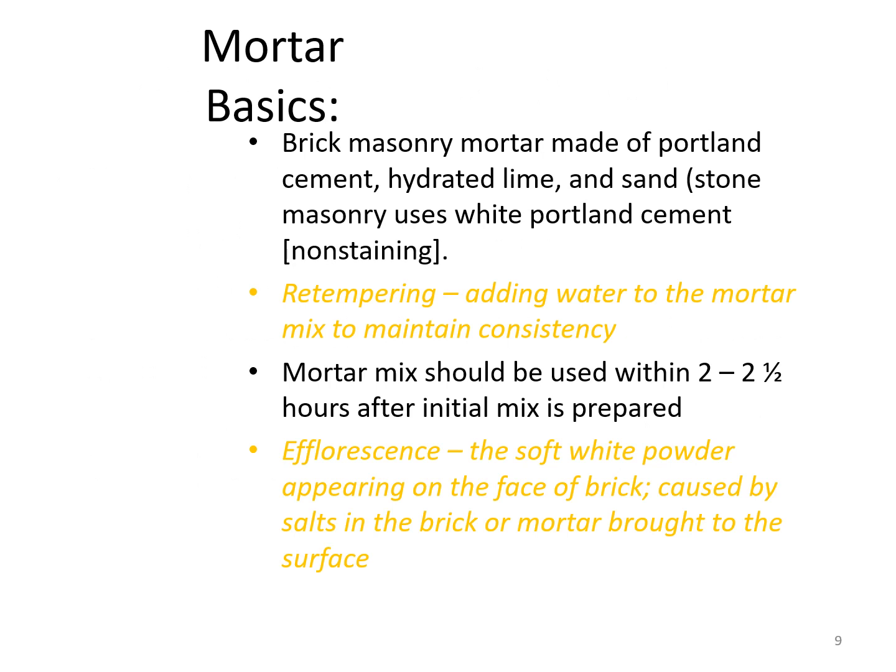Some more mortar basics. Brick masonry mortar is made of Portland cement, hydrated lime, and sand. And stone masonry uses white Portland cement for the non-staining effect. Then we have what's called retempering, which is adding water to the mortar mix to maintain consistency. That's why while the workmen are doing the work, you have to add water a little bit at a time.